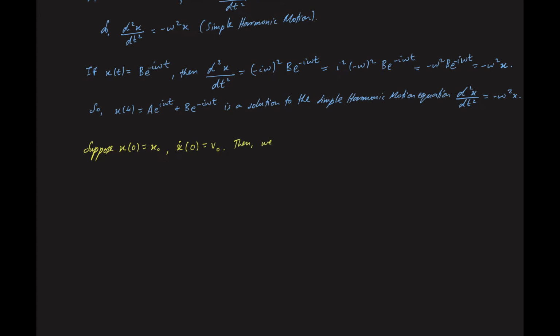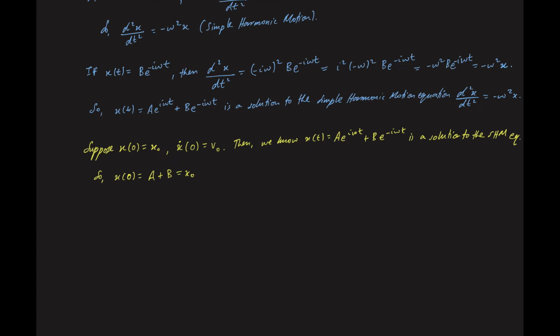Then we know that x of t equals A e to the i omega t plus B e to the minus i omega t is a solution to the SHM equation. So x of 0 in this case is A e to the 0, which is just 1, plus B e to the 0, which is again just 1. And this is x naught.